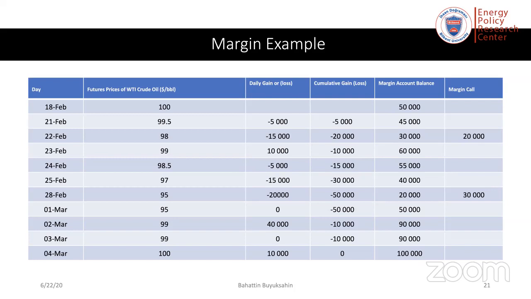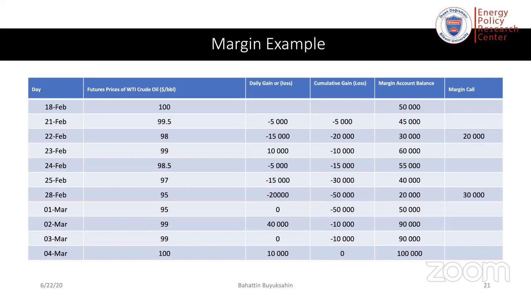So let us think that this trader provides this variation margin by the end of February 23rd. As you can see here, on February 23rd, the price improves $1 and the trader provides an additional $20,000 margin. So the margin account shows $60,000. Whenever the margin account exceeds the initial margin, as I said, the trader can withdraw the difference between the margin account and the initial margin. Here, he is not withdrawing.